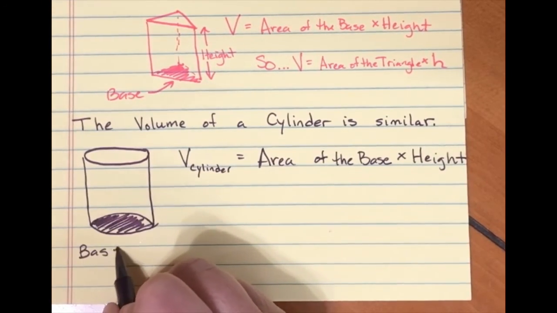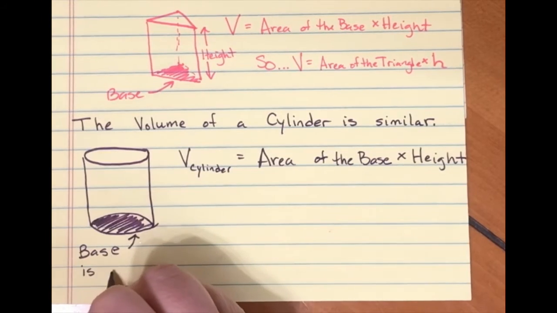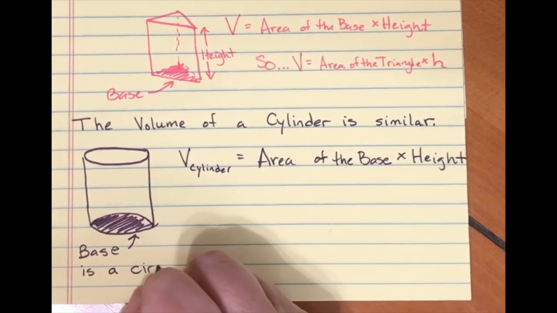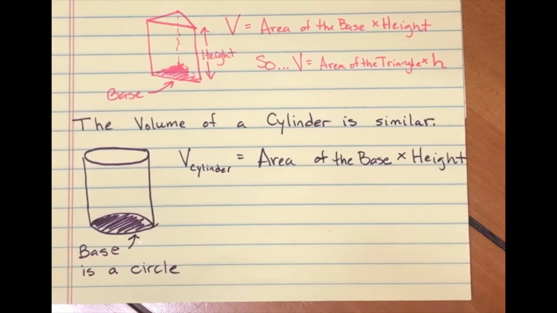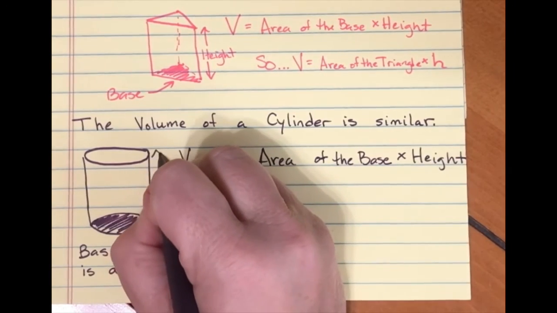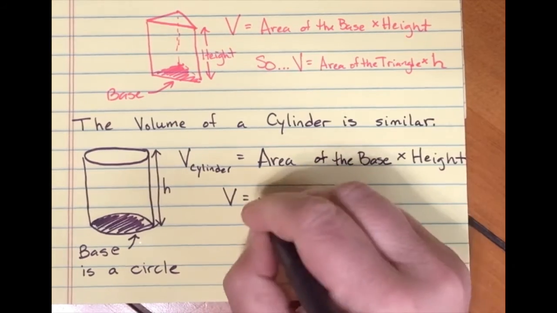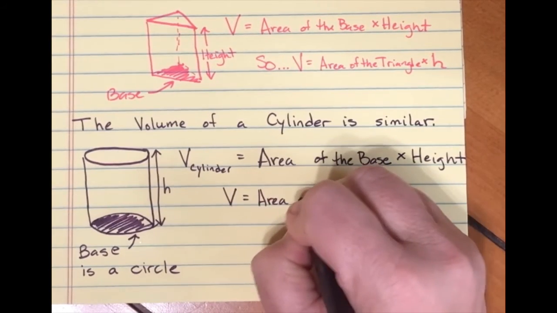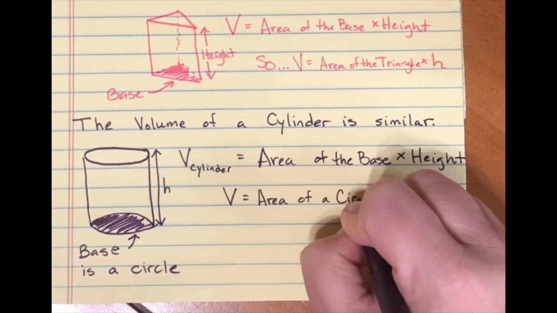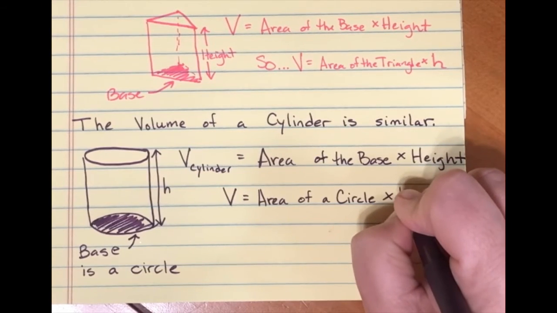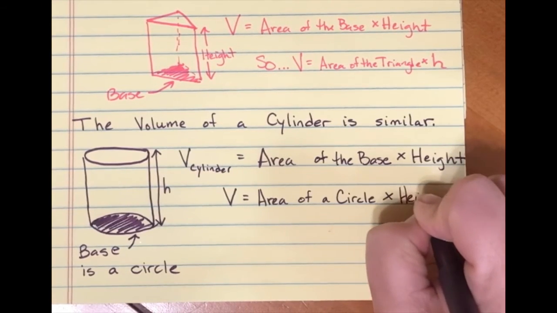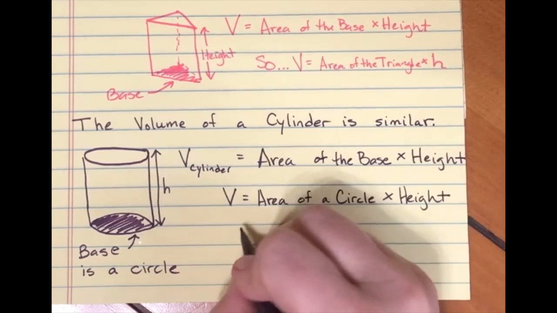So the base is a circle. So we need to be able to find the area of a circle. Well, you did do that in previous grade levels, right? Of course, we'd multiply it by the height. But there'll be another video about the area of a circle in case you don't remember how to do that. But basically, we need to find the area of the circle times the height of the cylinder.